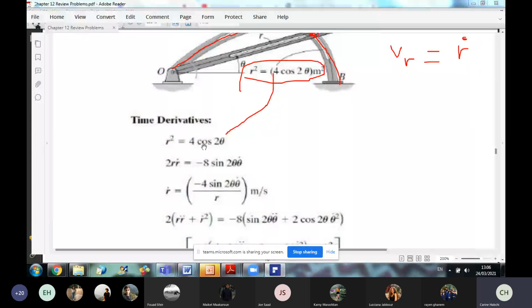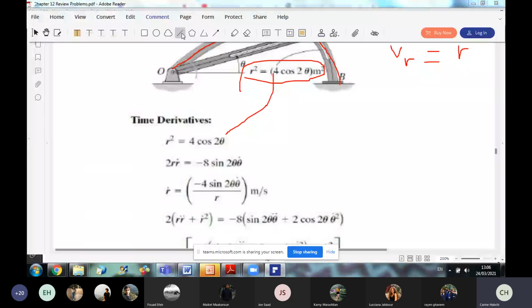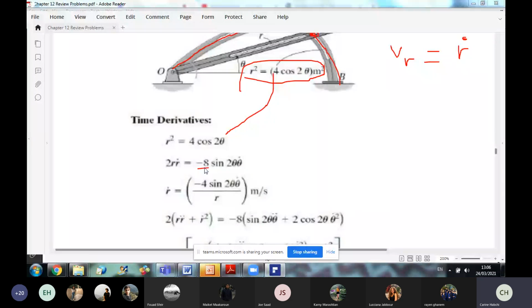So first, you say that I want to derive cosine 2 theta with respect to theta, which will give you minus 2 sine 2 theta, and you multiply by 4. So it's minus 8 sine 2 theta times d theta by dt, so times theta dot. So this is the derivative with respect to theta, then you multiply it by theta dot using the chain rule. Now, once you get this equation, you can find the expression of R dot. So this is R dot, a function of theta, theta dot, and R.